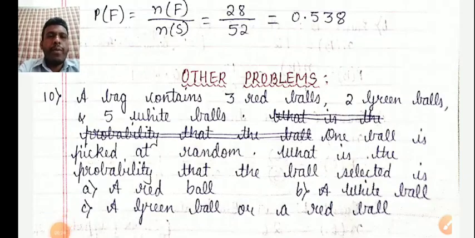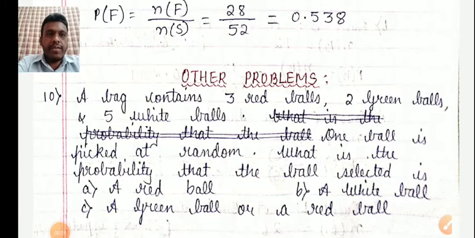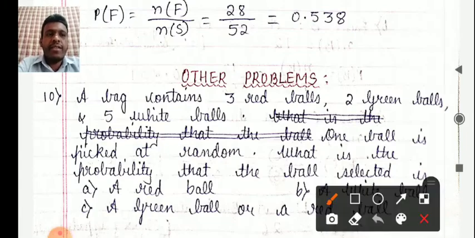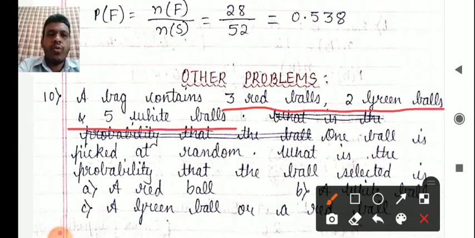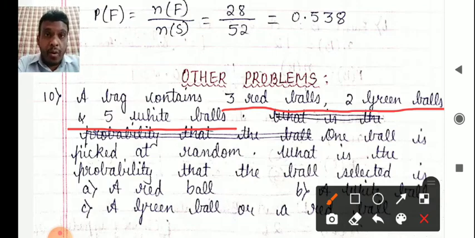So our problem number 10 goes like this. A bag contains 3 red balls, 2 green balls and 5 white balls. So there are a total of 10 balls in the bag. 3 of them are red, 2 are green and 5 are white in color.